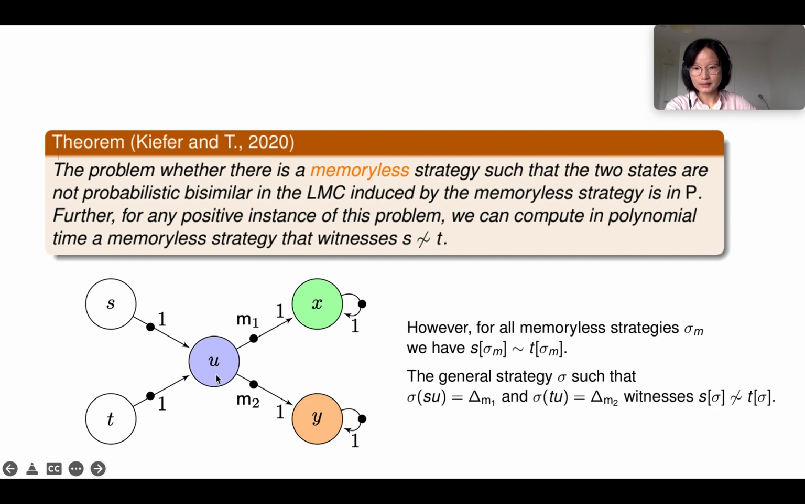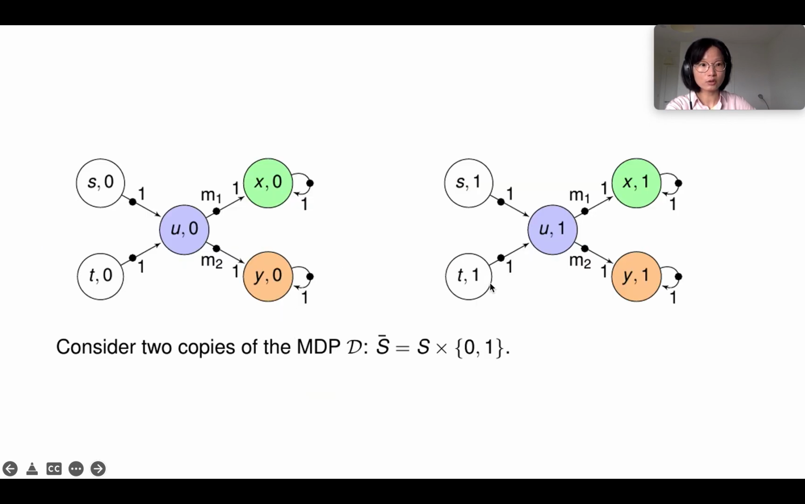So here we can see the problem: the same state reached from different paths can use different local strategies when we consider general strategies. So what we try is, maybe we can have two copies of the MDP. Maybe now it suffices to consider memoryless strategies for each of the two copies. And indeed, it is the case.